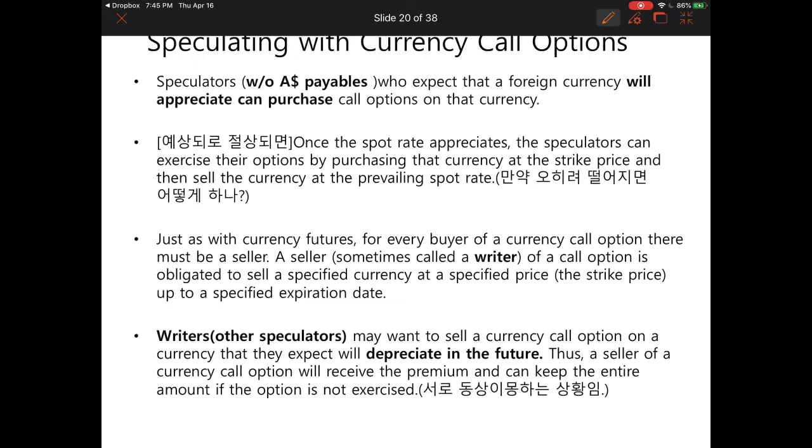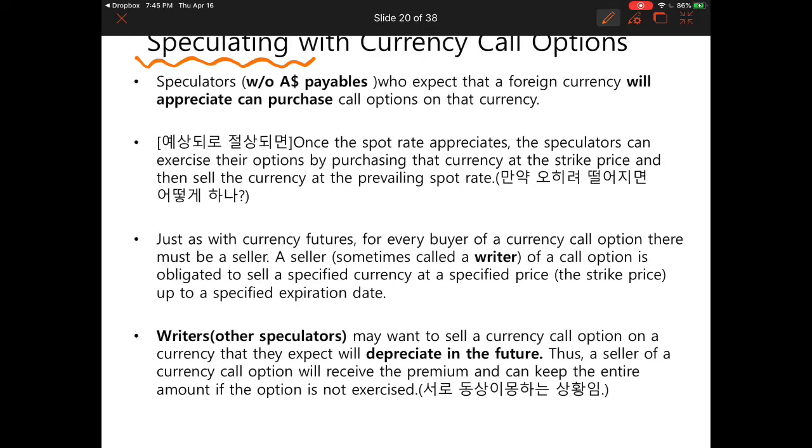Now, in the previous slide, we assumed the intention of the call option purchaser is pure, but we may raise a question. Is it true for all purchasers of currency call options that their intention is so pure? Could not be, in some cases. Sometimes people try to speculate with a currency call option purchase, a long position on that, right?